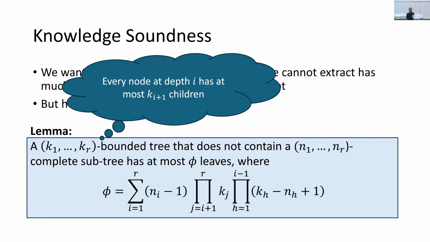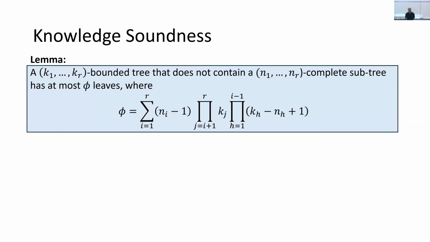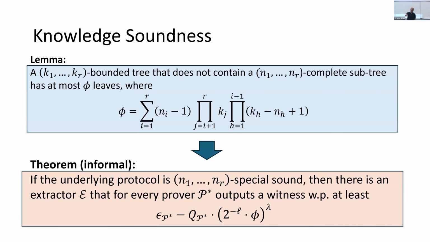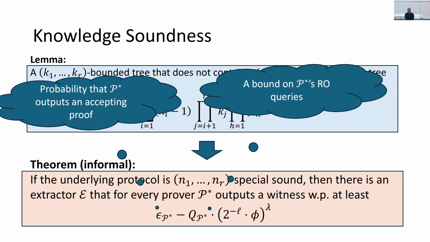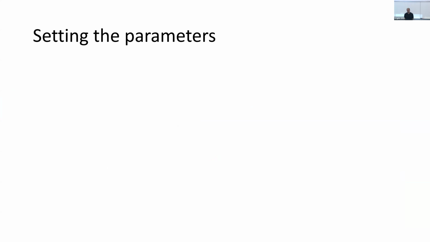So we bound this by this parameter phi. It's somewhat of an ugly expression. We don't have to parse it here. This translates rather immediately into a bound on the knowledge soundness error of the compiler. What I do want to tell you is that we can actually set the parameters in a way that gives us good bounds both for knowledge soundness and for completeness.